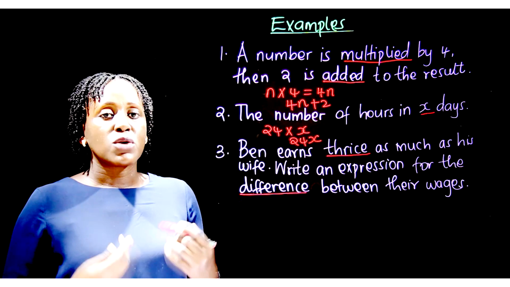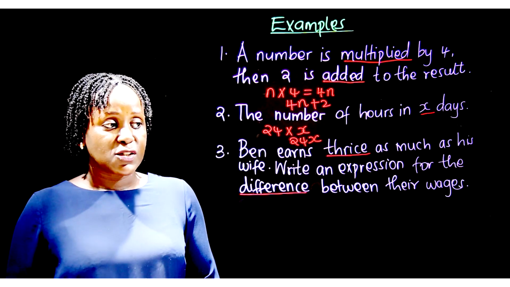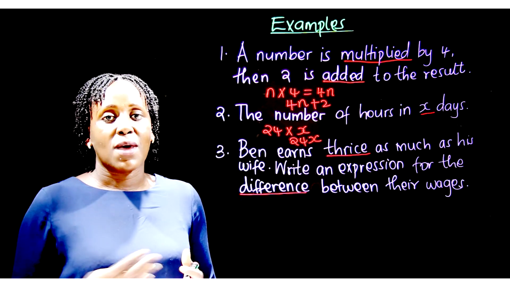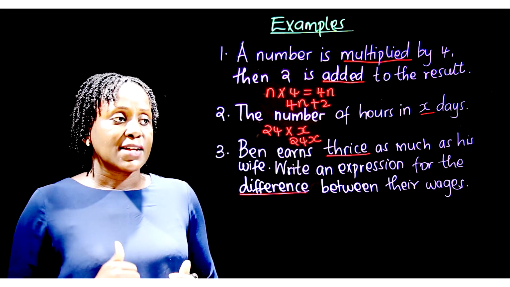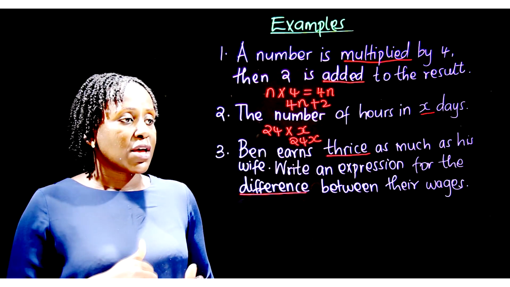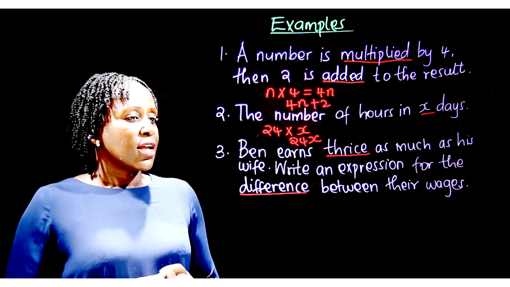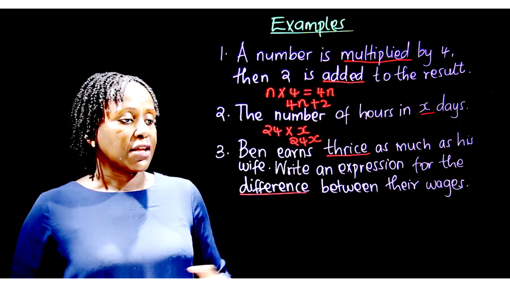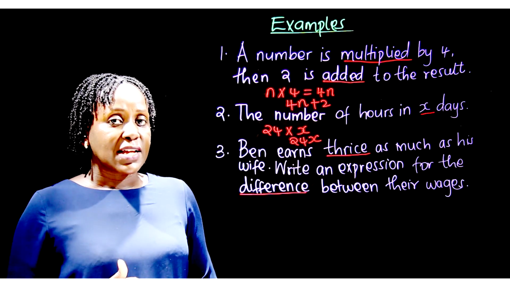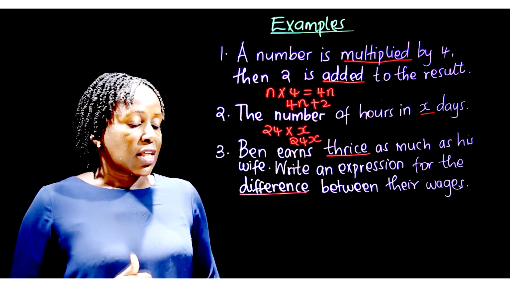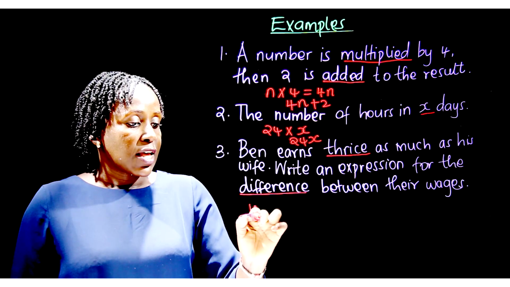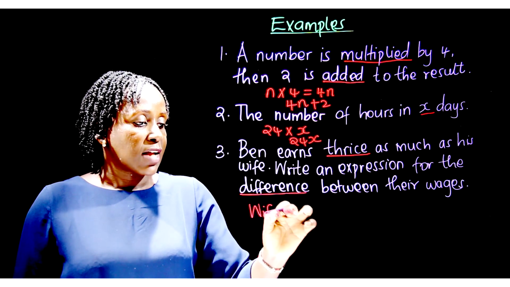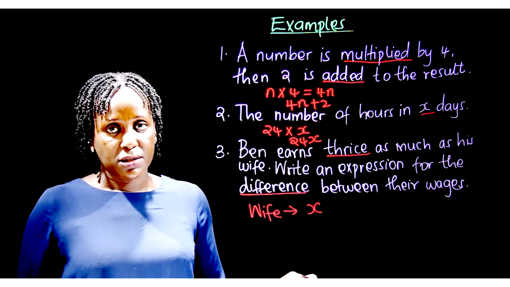So remember, we do not know how much Ben earns. We do not know how much the wife earns. So we need a letter to represent the wage of one of them. Now, since Ben's salary is being compared to the wife's salary, then we're going to give a letter to the amount of money that the wife earns. So let's say that the wife earns X amount.